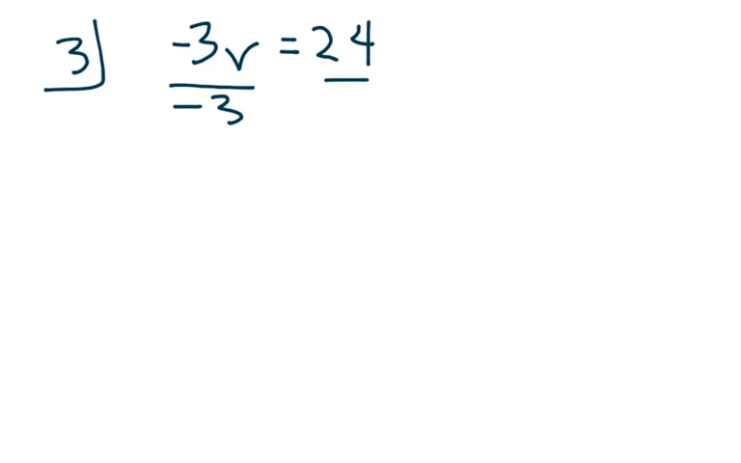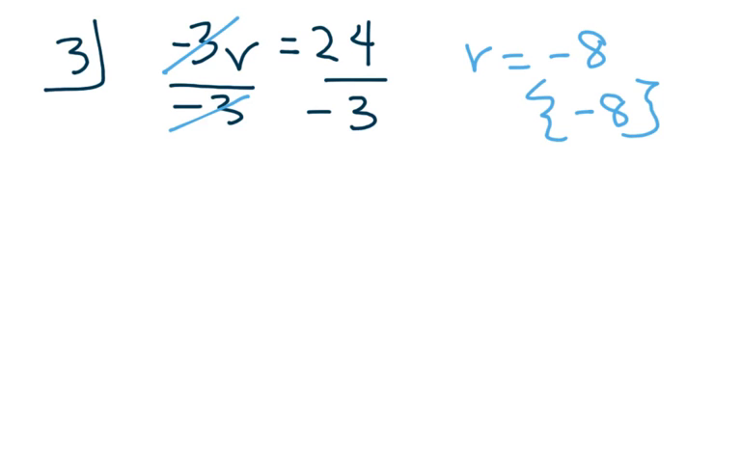Number 3, we have -3v equals 24. There's nothing to add or subtract, so we're going to divide both sides by -3. And the -3's cancel here, so we get v equals -8. So our solution set is -8.